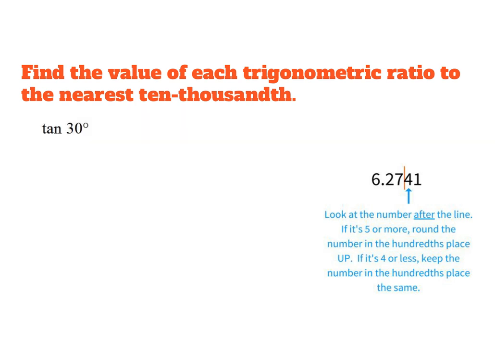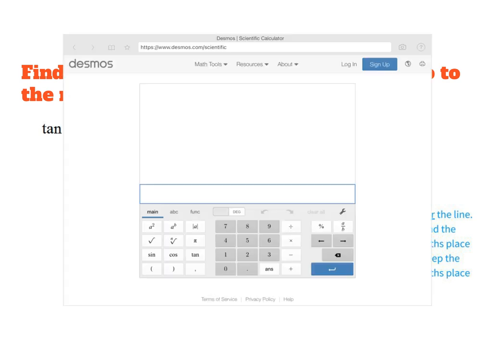Let's do another example. I'm going to open up my calculator. I'm going to make sure I'm in degree mode, which I am. Degree mode, and then tangent of 30. Then I need to round to the nearest ten-thousandths. So that's 0.5773, and then that fifth place is going to determine if I round up or I stay the same. Because it's 5 or more, we round that number up. So the correct answer would be 0.5774.